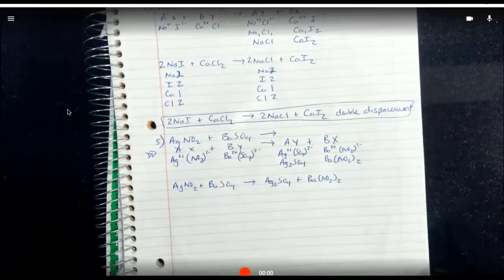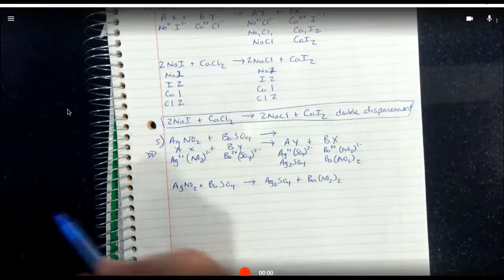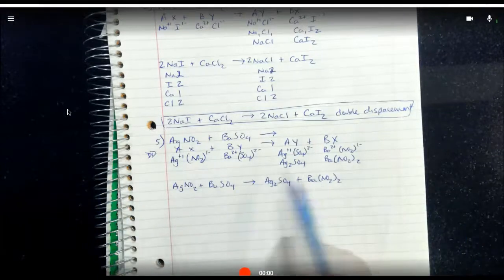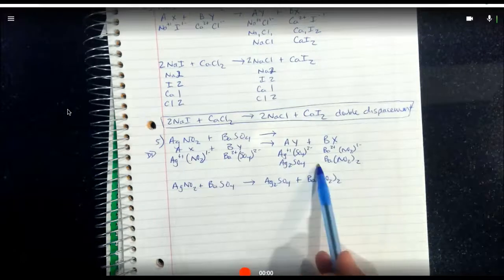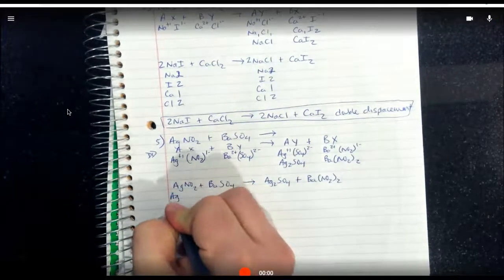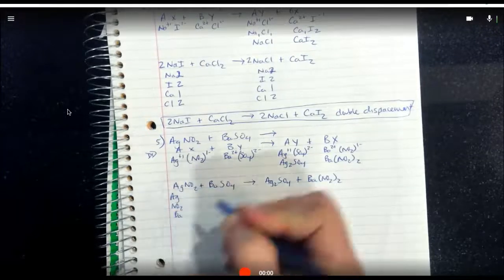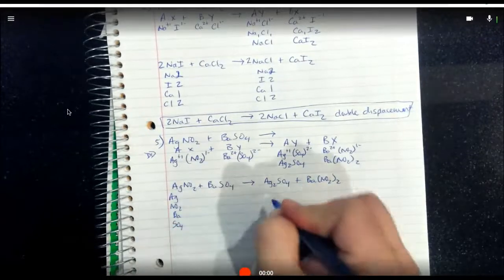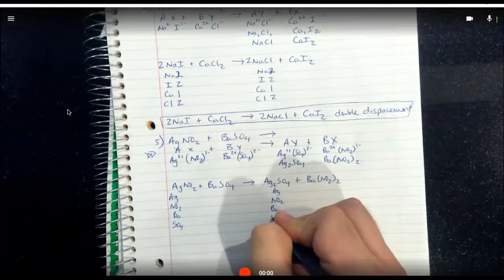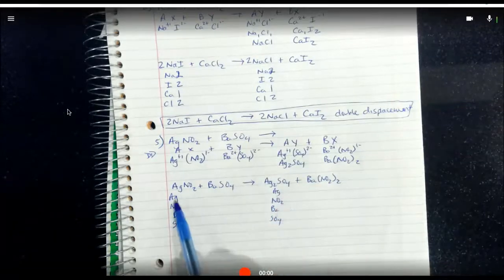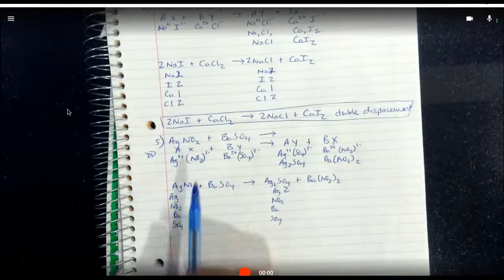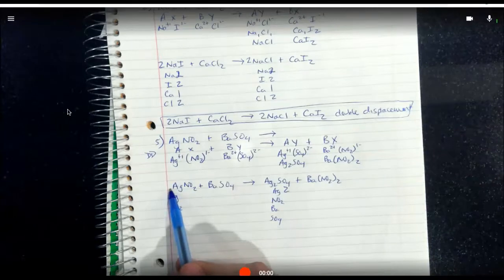Okay, so now that we've predicted the products, we go back and balance the equation. Predict the products, write them correctly, doing the switcheroo, then balance the equation. So we have silver, nitrite, barium, and sulfate. Silver, nitrite, barium, and sulfate. Okay, let's start with silvers. On the right side, we have 2 silvers. On the left side right now, we only have 1 silver.